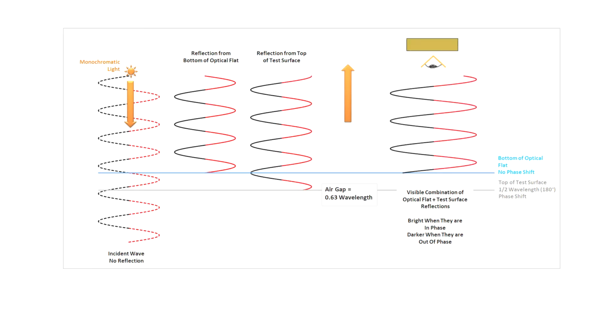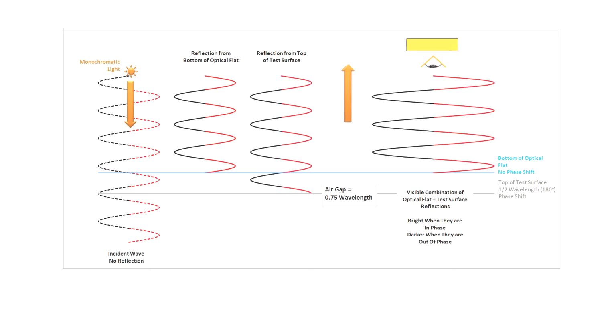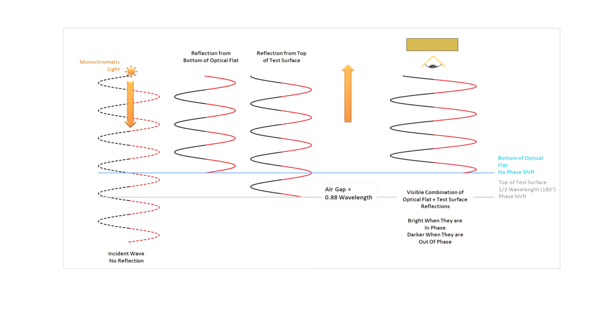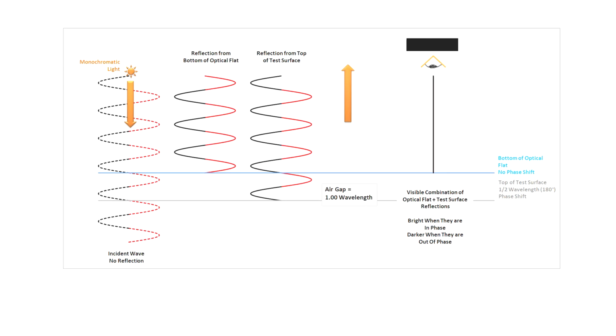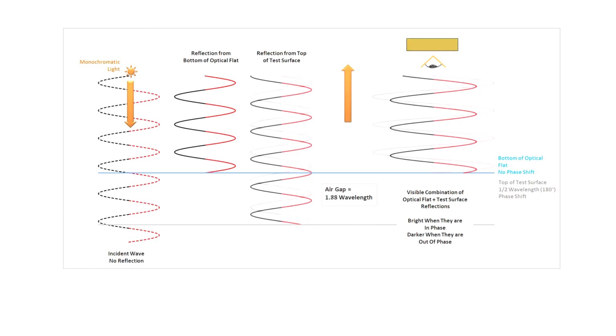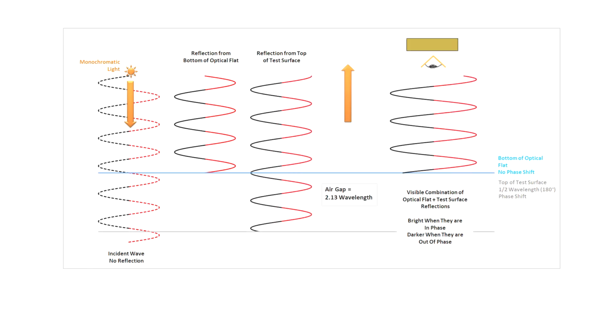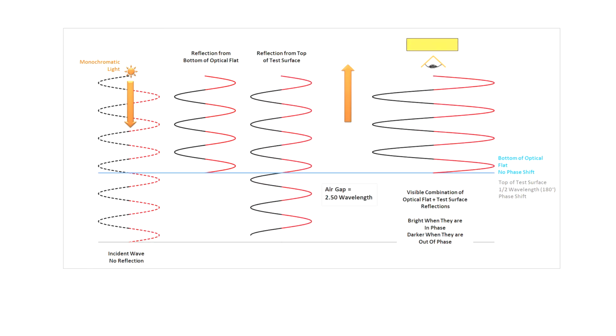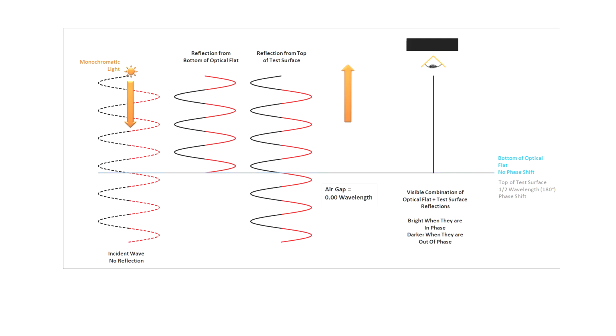If we continue to increase the air gap, the brightness increases, then decreases again, reaching minimum brightness, a dark band, at a 1 wavelength air gap. We can continue this, getting a new dark band at each multiple of a half wavelength. In fact, we even get a dark band with zero air gap, as seen here. The phase shift at the part reflection is a half wavelength and immediately interferes with the optical flat reflection.